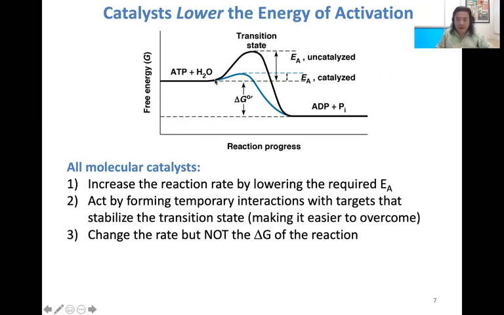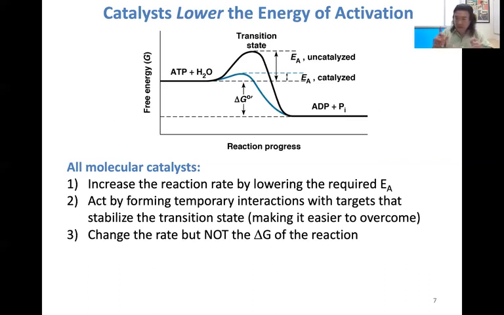So here, what we're talking about is this blue line would represent the transition state of this reaction of ATP going down to ADP if it is catalyzed by something, if you have a rock hanging on the light switch, right? So all molecular catalysts increase the reaction rate by lowering the required energy of activation to make the breaking of bonds, reforming of bonds happen. They work by forming temporary interactions with targets that sort of stabilize the transition state, making it easier to overcome.